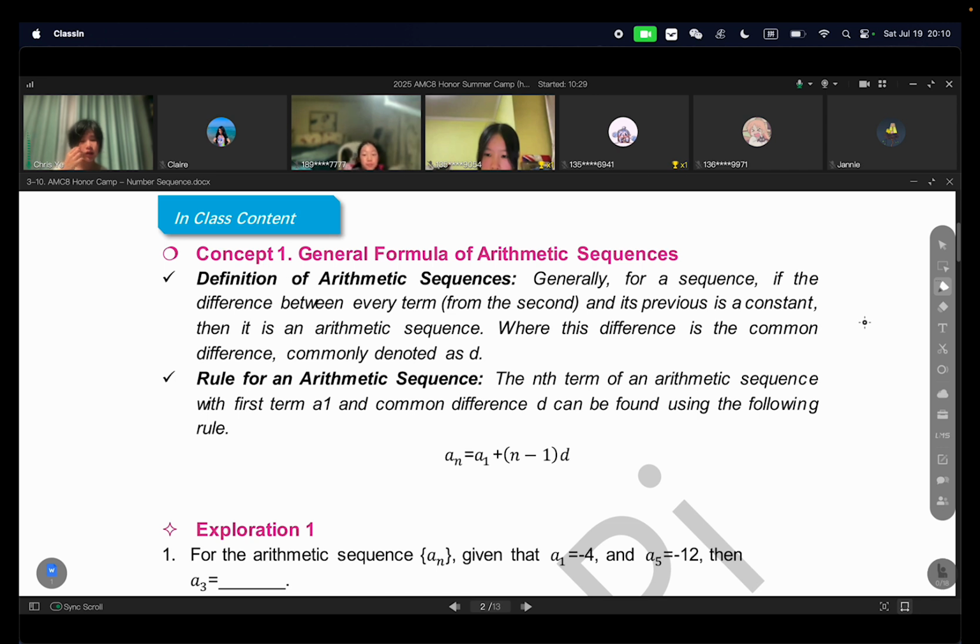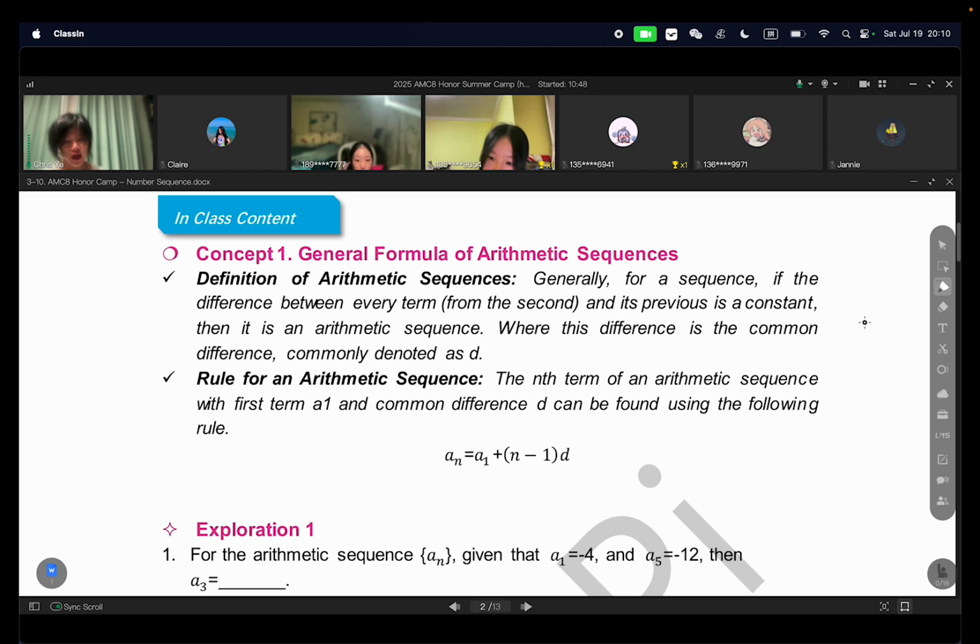So the definition, as I've said before, is basically for a sequence, if the distance between every term and the previous is the same and it's like a natural number, then it is an arithmetic sequence. Where this difference is the common difference, it is commonly noted as D.